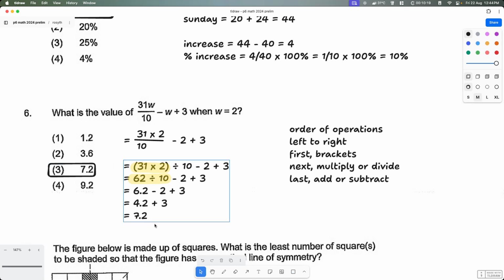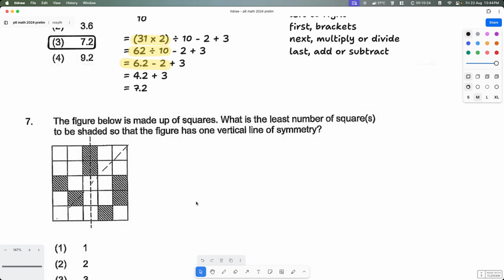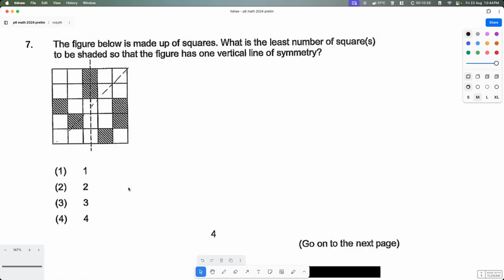Okay, in this case over here. Right. Okay, so that's it. Let's move on to the next question, question number 7. Okay, so the figure is made out of squares. What's the least number of squares to be shaded so the figure has one vertical line of symmetry? So in this case, since it's a square, we can do two lines.